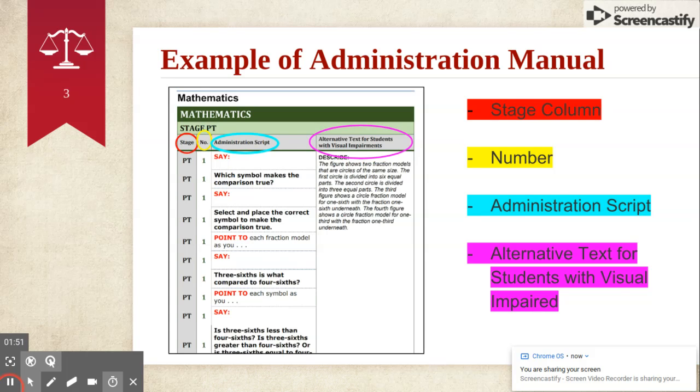There's a stage column which states what type of question they will be asking. If you notice, the PT stands for performance task. The next column is the number. Then we have the administration script, which the teacher will state to the student. For example, where it says, "Say, which symbol makes the comparison true?" Now, if the student is visually impaired, there's also an alternative text for students who are visually impaired. The teacher will then describe to the student what they are looking at and have them try to answer the question.